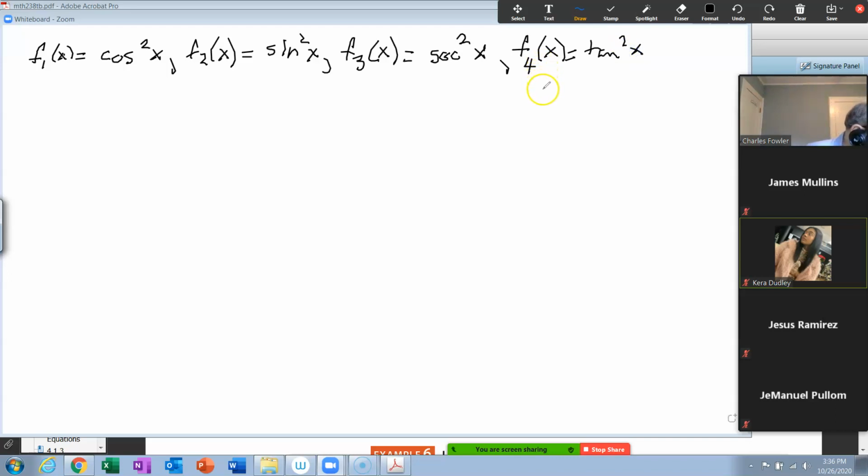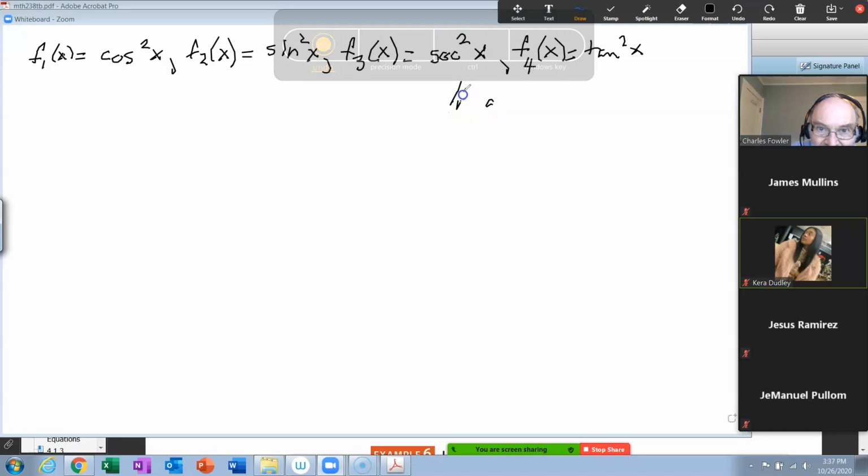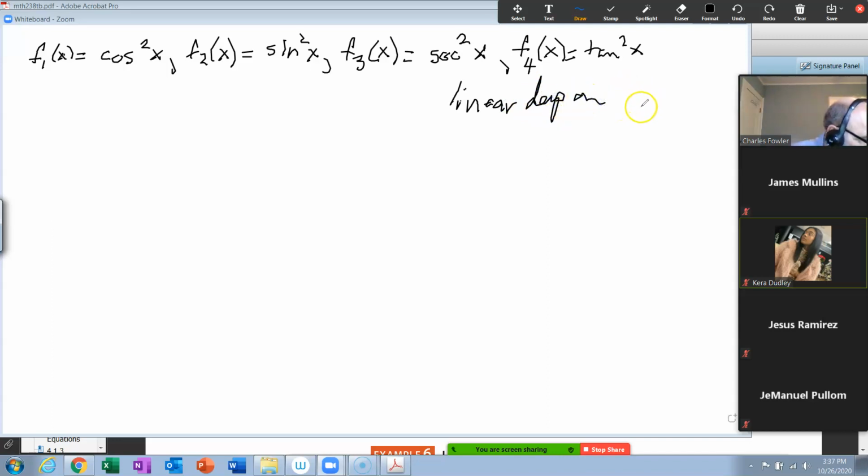They claim that's linearly dependent on the interval minus pi halves to pi halves.